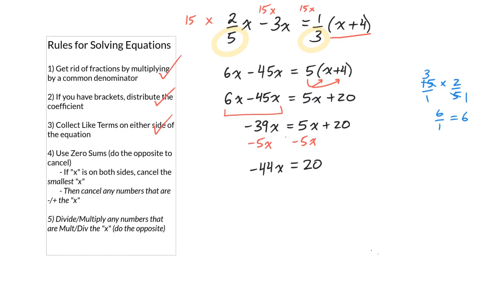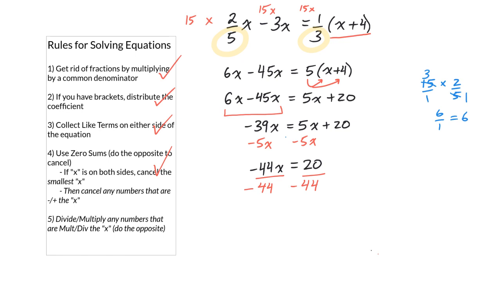Now I don't have anything else other than x's on the left and just numbers on the right. So that means my zero sums are done. I then go to the last step, which is to get rid of anything that's multiplying or dividing the x. I have a negative 44 multiplying that x. So to get rid of it, I'm going to divide by negative 44 on both sides of the equation.